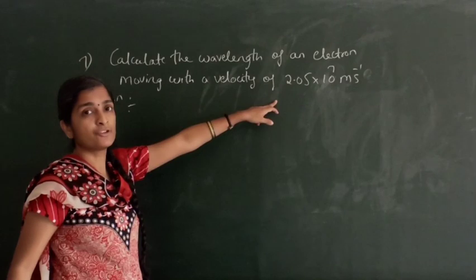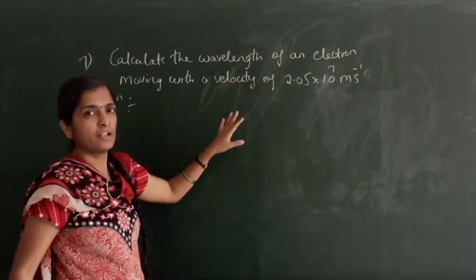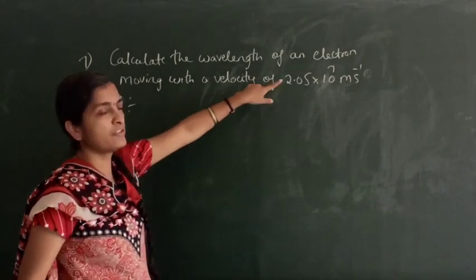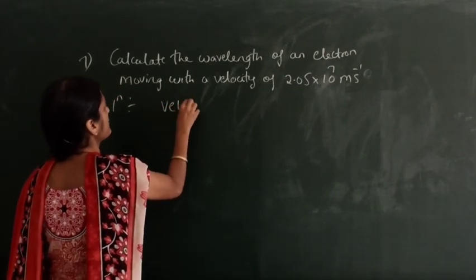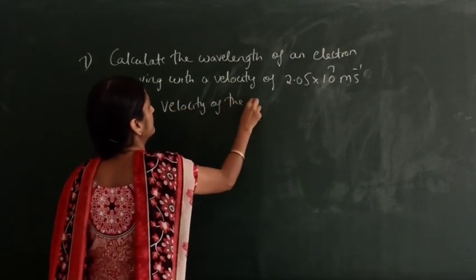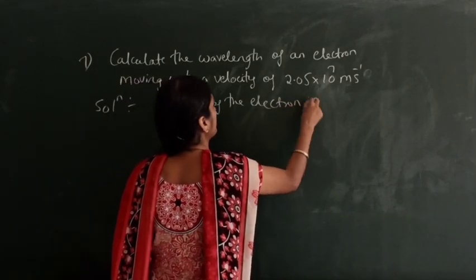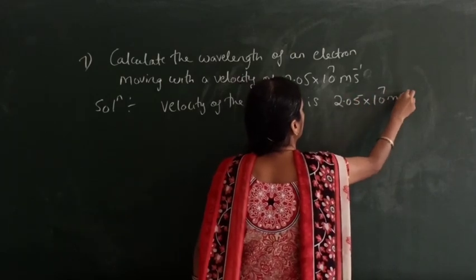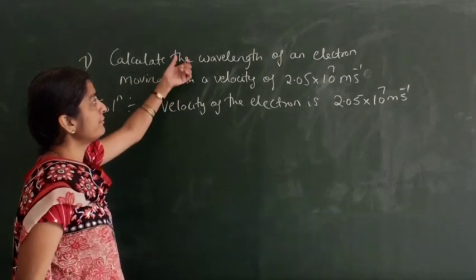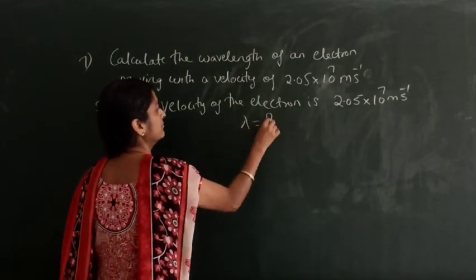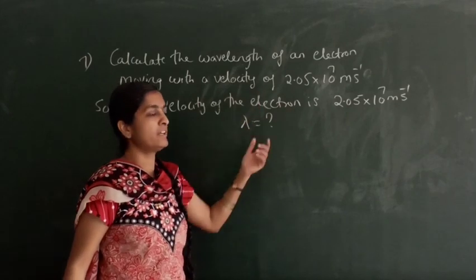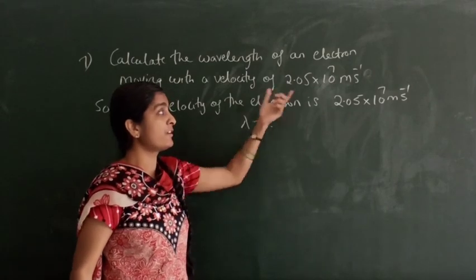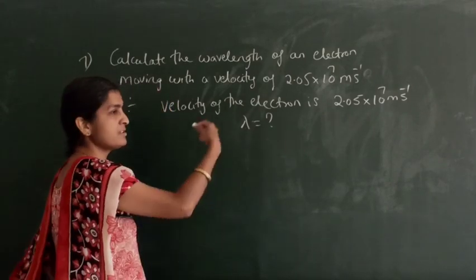First of all, before you start solving the problem, you write the given data. Then you write the formula, then you do the substitution, then you get the result. So what is the given data? You are given the velocity of the electron. What you have to find out is the wavelength. Whenever you write the given data and what you have to find out, immediately you get the formula you are going to use. That is why you have to write them, so it becomes easy for you.